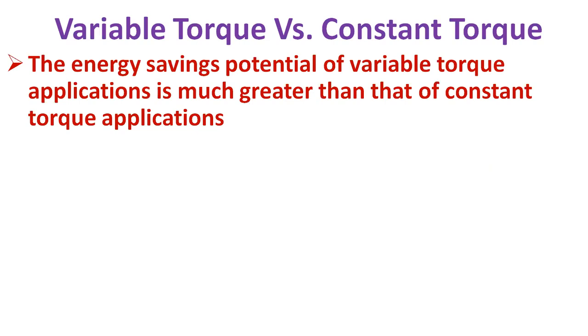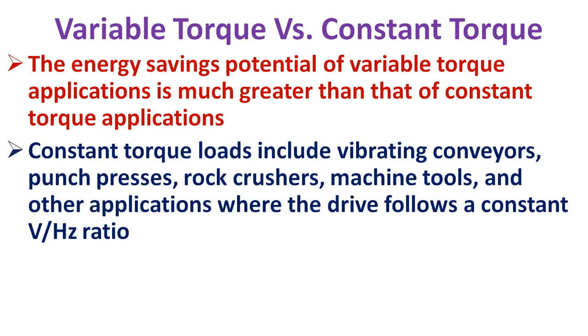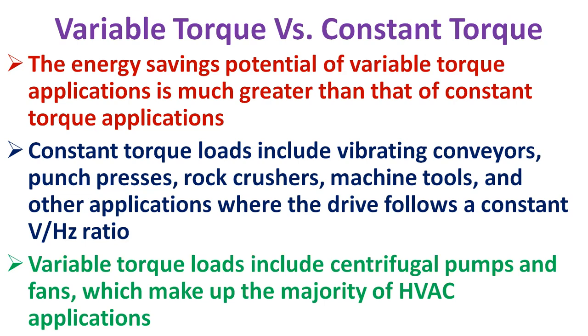Then we have variable torque versus constant torque. Variable speed drives and the loads that are applied to them can generally be divided into two groups, constant torque and variable torque. The energy savings potential of variable torque applications is much greater than that of constant torque applications. Constant torque loads include vibrating conveyors, punch presses, rock crushers, machine tools, and other applications where the drive follows a constant voltage to frequency ratio. Variable torque loads include centrifugal pumps and fans, which make up the majority of HVAC applications.